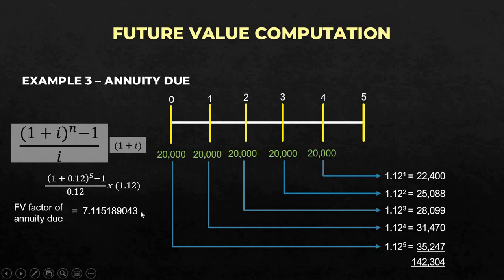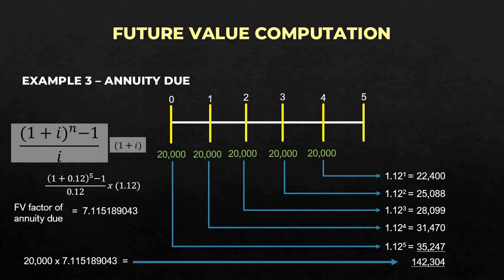So anong purpose nitong FV factor? I-multiply natin ito sa ating series of cash flow, at ang ating series of equal cash flow is 20,000 pesos. Kaya 20,000 times 7.115189043 is equals to, syempre, yun din dapat ang sagot, 142,304. Kagaya kanina sa ordinary annuity, either procedure, gamitin nyo man itong mahabang formula, or isa-isahin nyo ang computation, dapat mag-arrive siya sa similar na sagot, which is 142,304. Kung gusto nyo ng mabilisang computation, dapat memorize nyo itong formula na to.